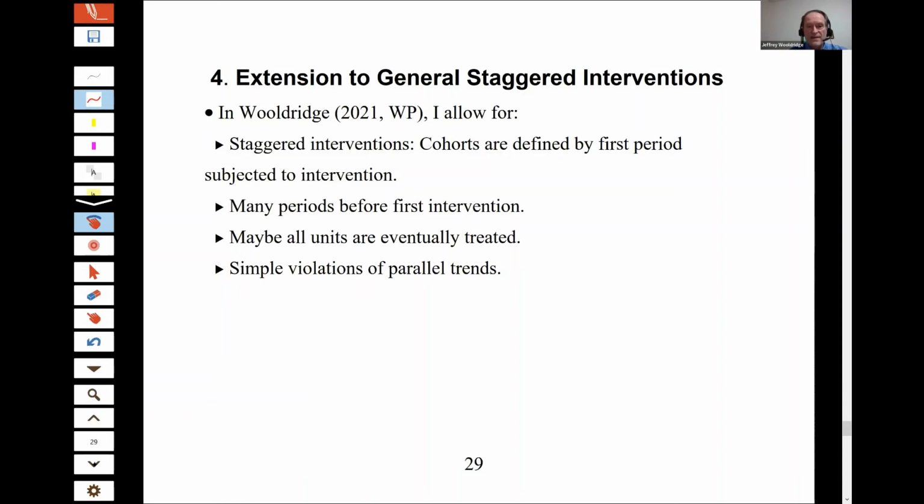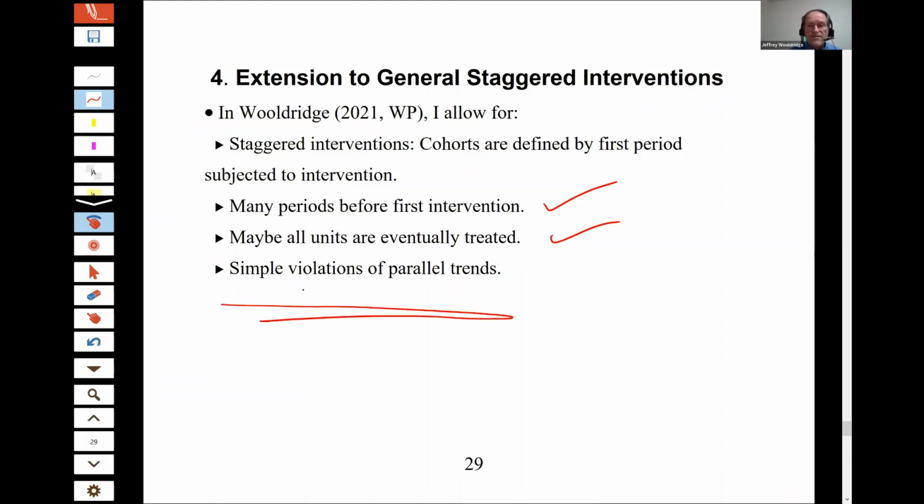Okay, so the staggered intervention case, the way I set up this problem is I thought of there being different treatment levels now. And the treatment level is determined by the first period subjected to the intervention. And by the way, I've thought about the case where the intervention happens and it goes away, and I talk about this a little bit in the most recent version of my paper, but I'm thinking of cases where there's an intervention and then it stays in place until the end of the period. Okay, so there can be many periods before the first intervention. Maybe all of the units are eventually subjected to the intervention. That's in my paper. I'm not going to mention that here because that changes the notation.